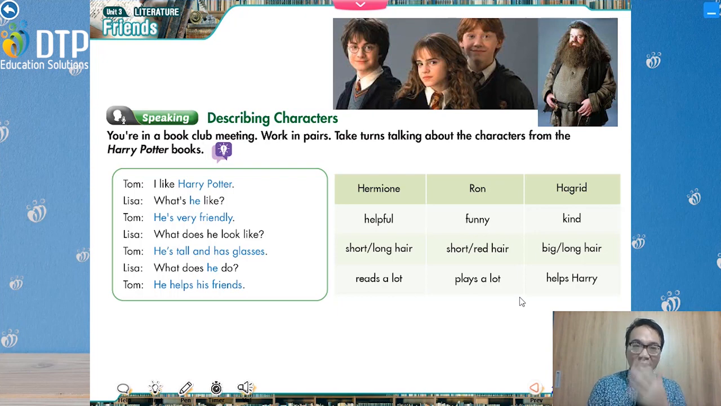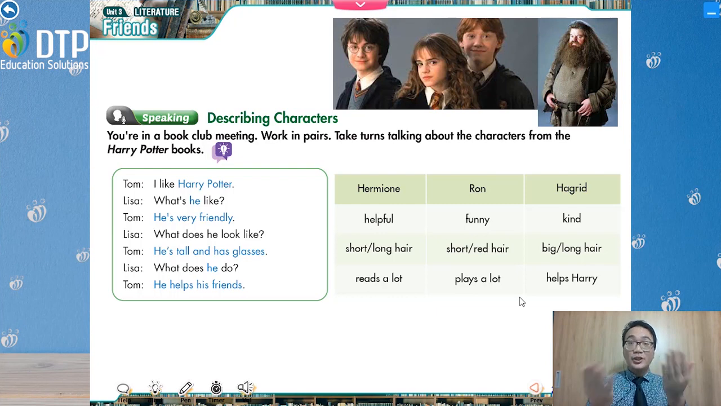Ok, so now you read after me first, right? Tom and Lisa. Tom: I like Harry Potter. Lisa: What's he like? Tom: He's very friendly. Lisa: What does he look like? Tom: He's tall and has glasses. Lisa: What does he do? Tom: He helps his friends.